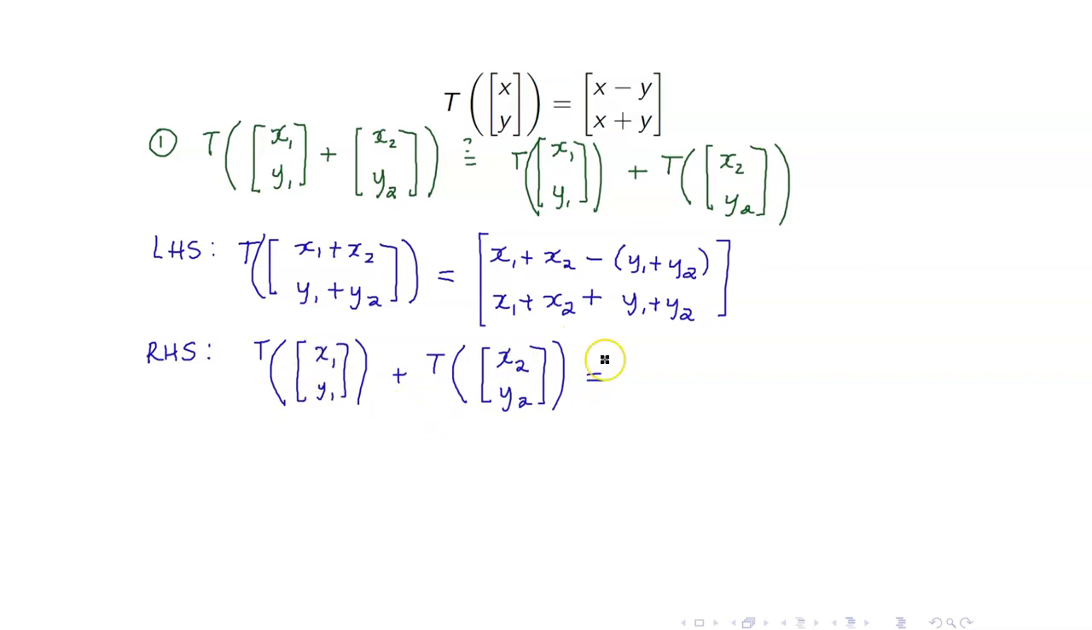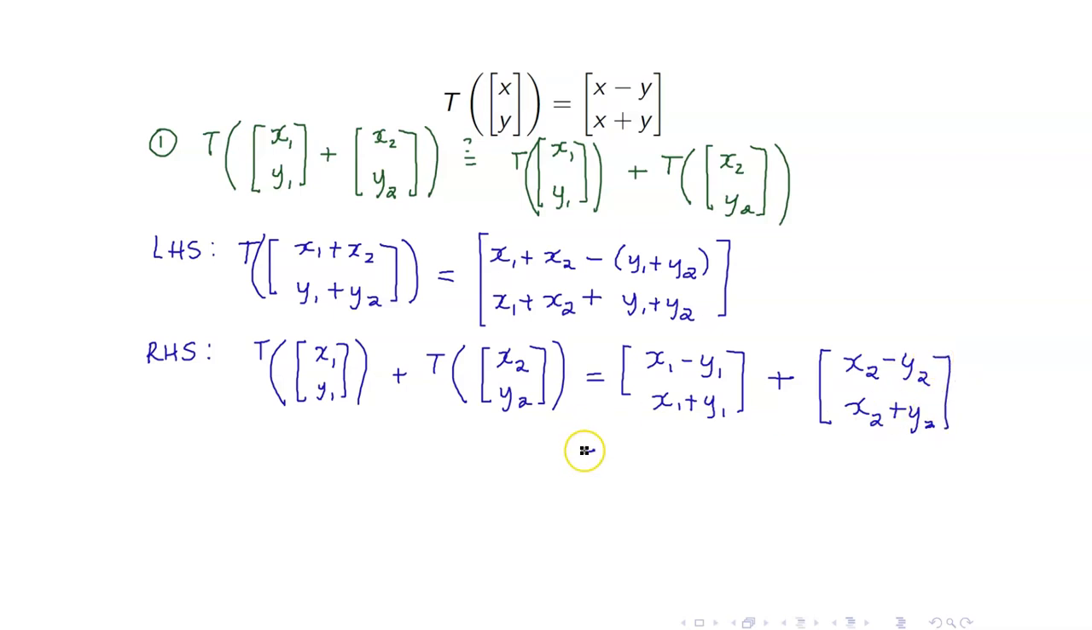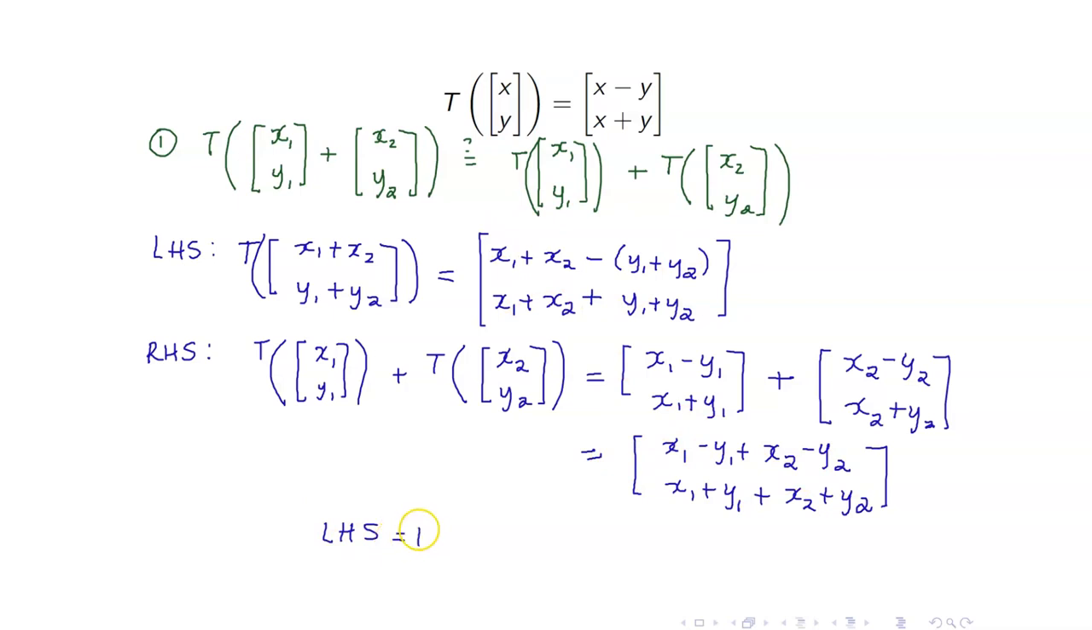T of x1, y1 is: subtract, x1 minus y1, and add, x1 with y1. Plus T of x2, y2 is, again, subtract the two coordinates and then add. When you add these two vectors, we get x1 minus y1, x2 minus y2, x1 plus y1 plus x2 plus y2. But then if you look at this and this, they are equal. Left-hand side is the same as your right-hand side. So therefore, this is true.